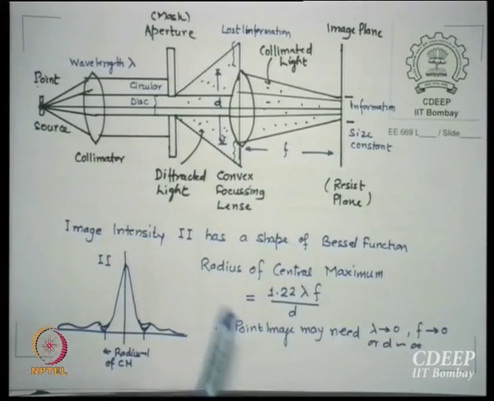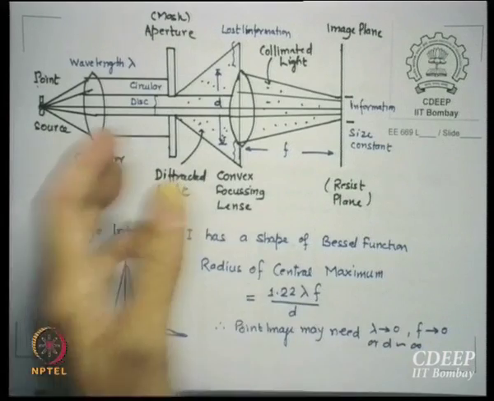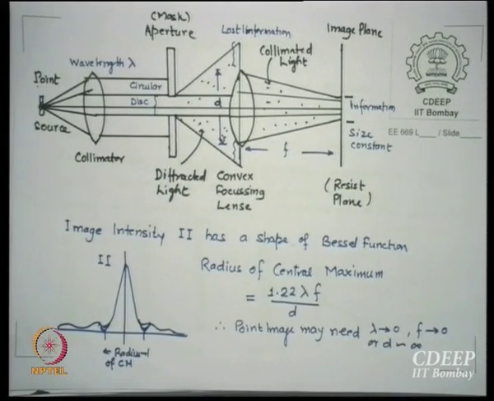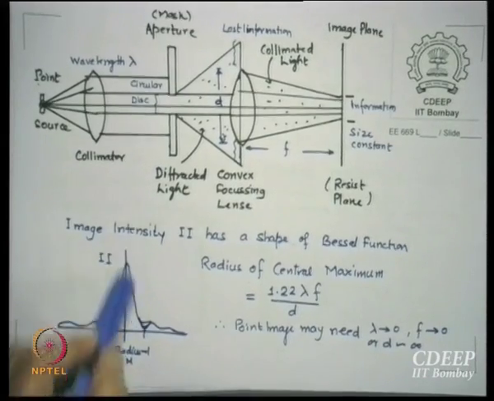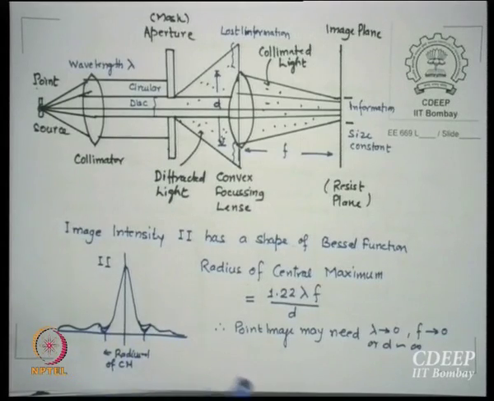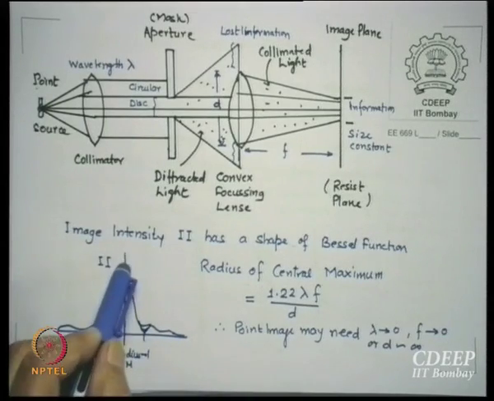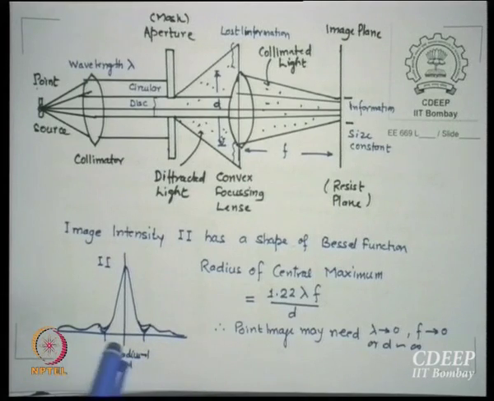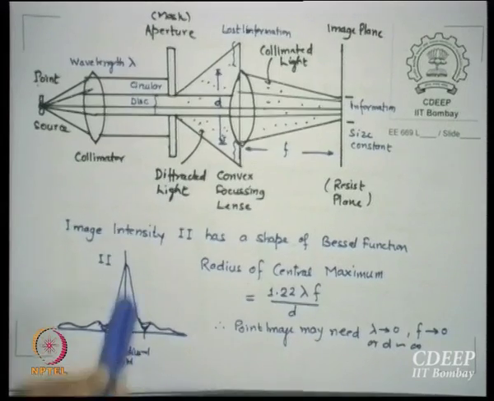It has been found that the image intensity I at this plane essentially forms the solution of the wave equation in the Bessel function form, and this is how the Bessel function looks. This is the maxima. These are called first minimums, here and here. This is the intensity pattern along the x-axis. So one can see this first minima, and this is called the central maximum.